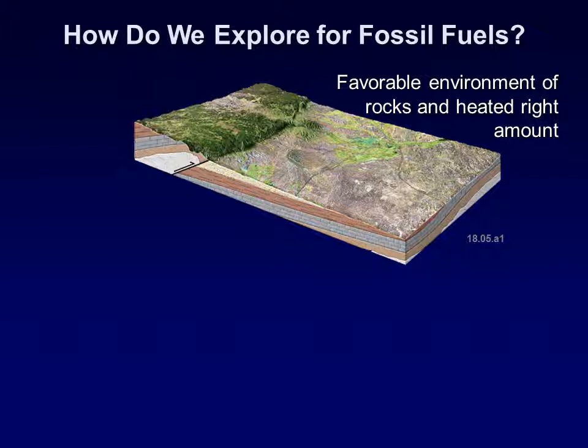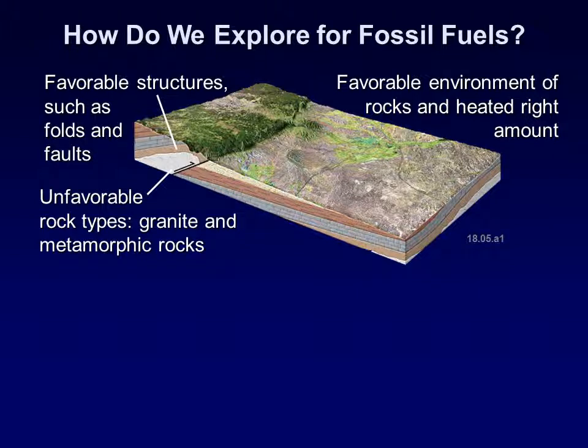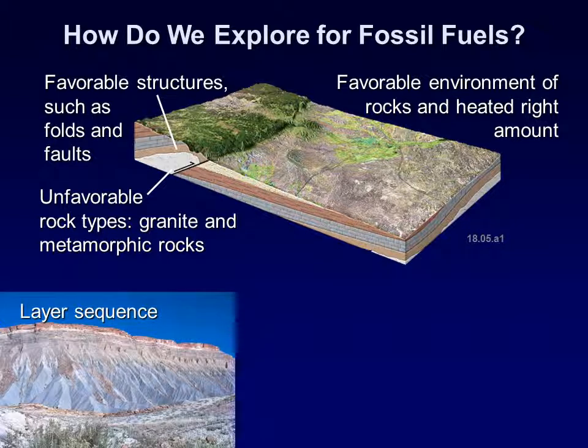And then after that, once we decide that, we want to identify structures that trap oil. So favorable structures such as folds and faults. We also want to identify unfavorable rocks like granite or histories of high-grade metamorphism, meaning that area underwent very high temperatures, so even if you had oil there at one time, it has been burned up, most likely. You use geophysical surveys, especially seismic surveys, to try and understand what's below the surface.